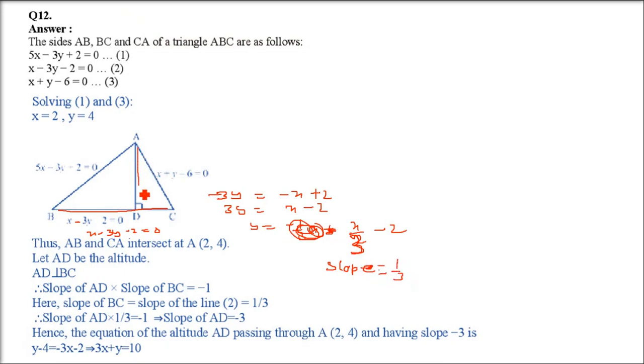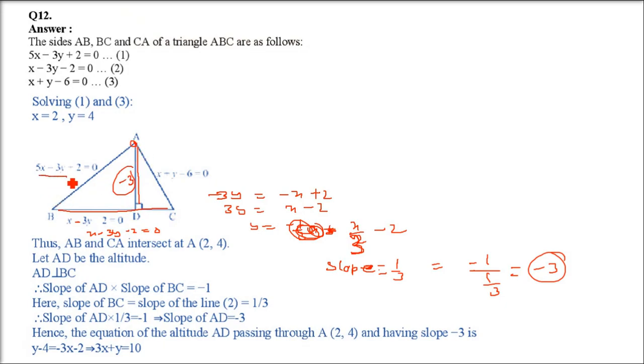And now we have to find out the slope of AD. So just put minus 1, take minus 1 and write m in the denominator. So you'll get minus 3 as the slope of AD. Now we know the slope of AD, so we need to find out the point A also.